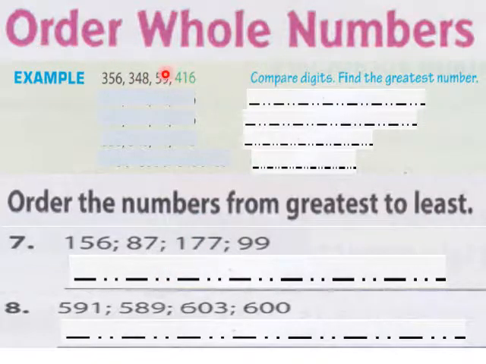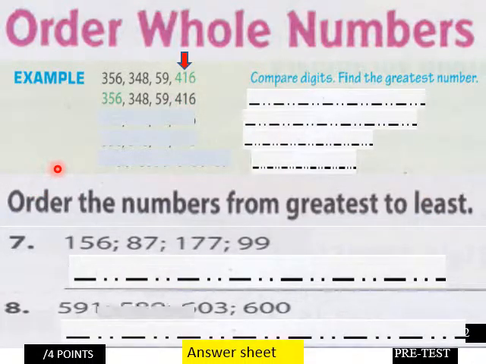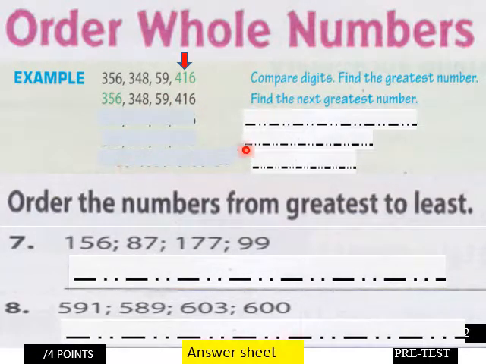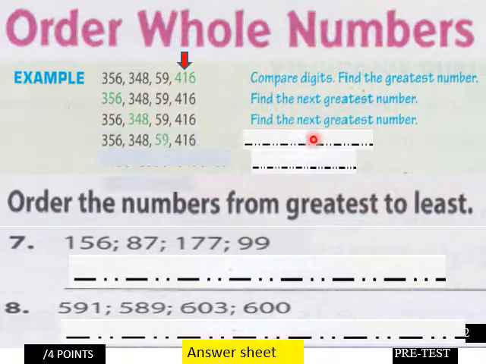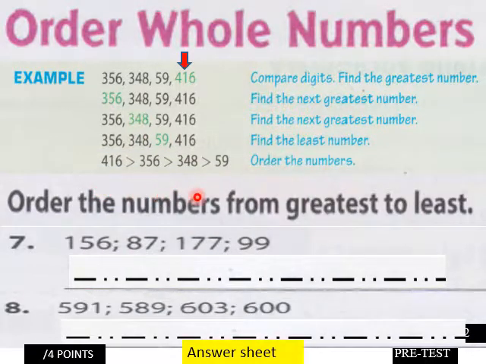Same thing here, ordering whole numbers. You have a list of numbers, and they need to be ordered from greatest to least. Up here is an example of a systematic way of doing it. 416, compare digits, find the greatest number, 416. Find the next greatest number, which would be this number here. Find the next greatest number, which would be this one here. And then order the numbers. That would be a systematic way of ordering whole numbers. And you can do that here.